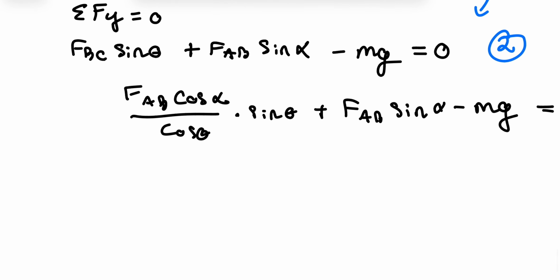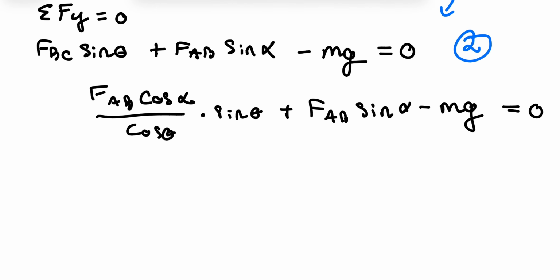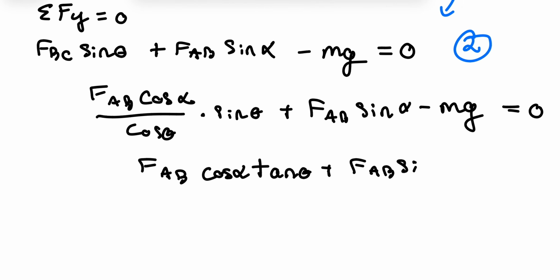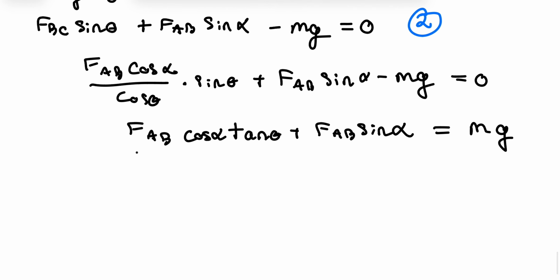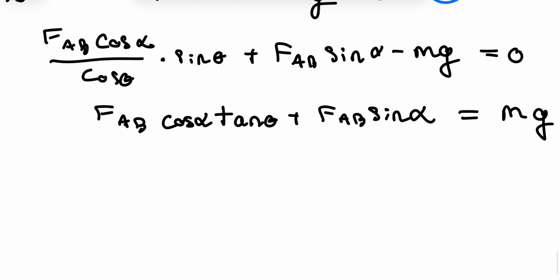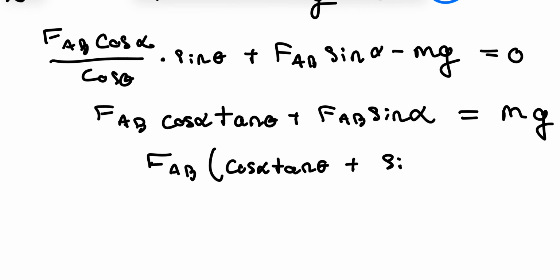Doing a little bit of algebra, cleaning this up, we know sine theta divided by cosine theta is just tangent theta. So this becomes FAB cosine alpha tangent theta plus FAB sine alpha. And I'm actually going to move mg over, add mg to both sides, has to equal mg. Now we can see that we can just factor FAB out from these terms. So we're going to be left with cosine alpha tangent theta in this term, and then we're just going to be left with sine alpha in this term. This has to equal mg.